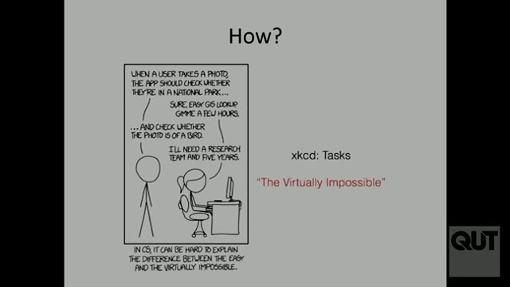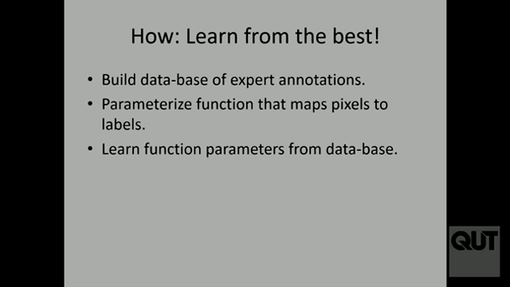So how do we do this? Well, it turns out that computer vision is actually pretty difficult. This is a famous XKCD comic: ask me to write a web query, sure, give me a few hours, but ask me to semantically interpret the image, well, that's a lot harder. The approach we're going to take is to learn from experts. We're going to build a database of expert annotations, set up a parameterizable function that maps pixels to labels, and then learn the function parameters from the database. Right, so far so good?